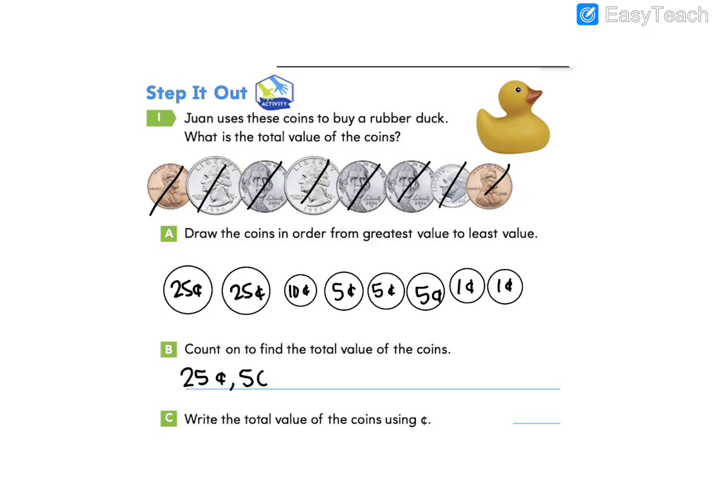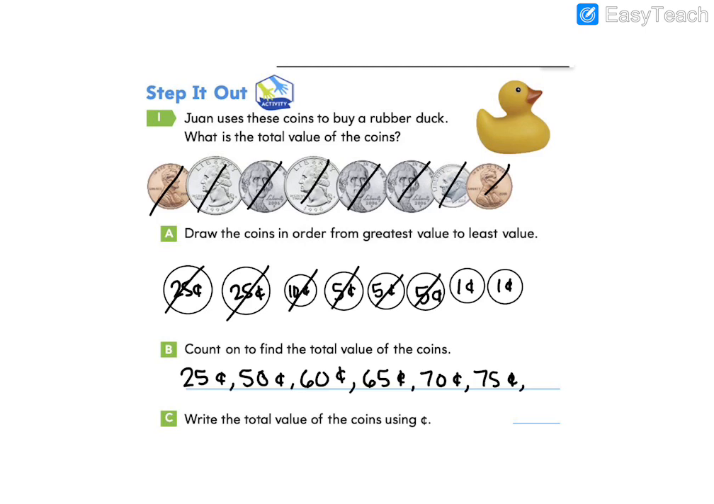2 quarters is 50 cents. Now we need to think about 10 more. 10 more than 50 is 60. All right, we're going to go ahead and skip count by 5s. 60, 65, 70, 75.